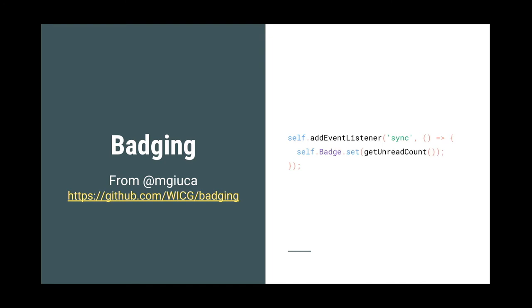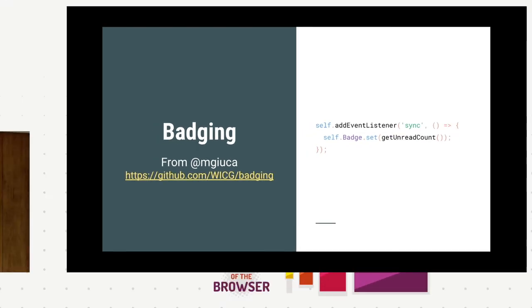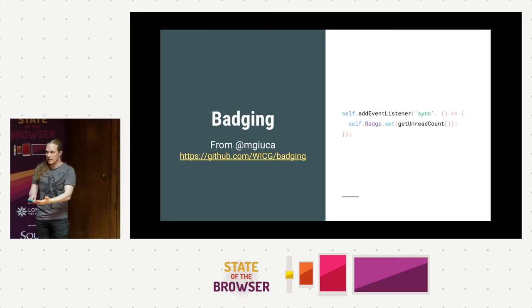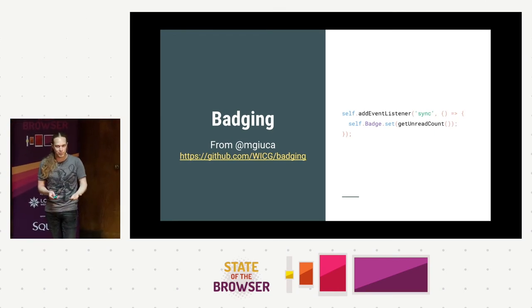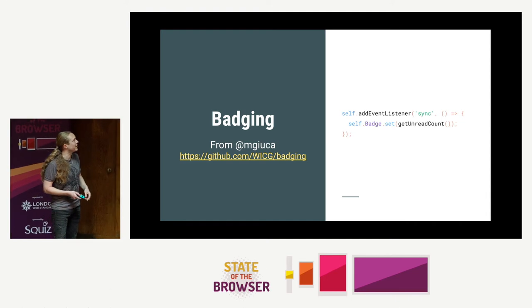Now, what we've actually got coming is Miguel has proposed this badging API. You can go along to the GitHub repo and take a look there. Also, if you're interested in getting involved in standards development, this is a good place to do it, because this is very early on, and it's quite a simple API, and the people responding are quite friendly. So if you have opinions or thoughts or just want to see the process in action, this is a good place to do it.